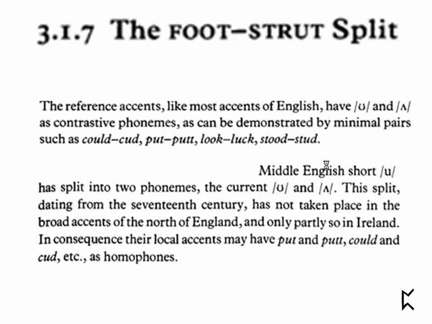The reference accents, when Wells talks about the reference accents here, he means RP and General American. These are the two reference accents, the ones we did in Phonetics 1. Like most accents of English, they have u and a as contrastive phonemes, two different types of phonemes. We can demonstrate them by minimal pairs, two words which only change with one sound, such as could and cud.